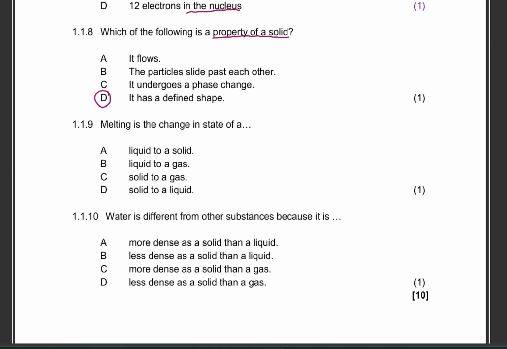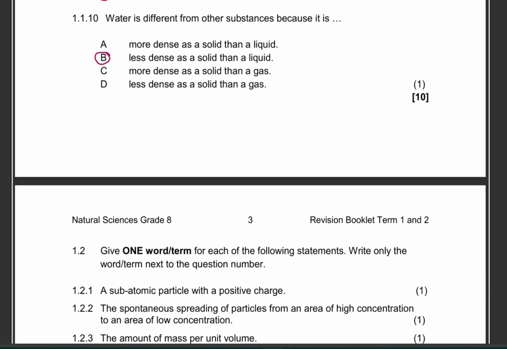Melting is the change in state of a what? Liquid to solid, liquid to a gas, solid to a gas, or solid to a liquid. 119, option D, solid to a liquid. Last question for multiple choice. Water is different from other substances because it is what? More dense as a solid than a liquid, less dense as a solid than a liquid, more dense as a solid than a gas, and less dense as a solid than a gas. The correct answer is option B, less dense as a solid than a liquid.